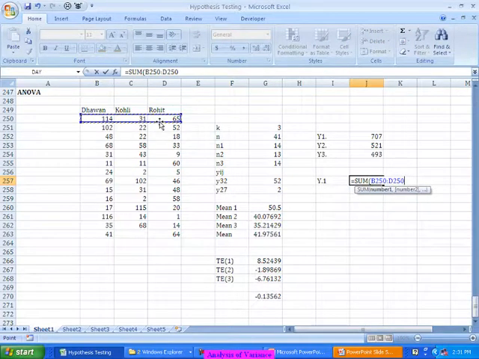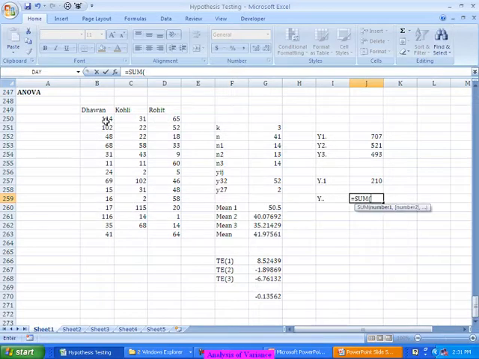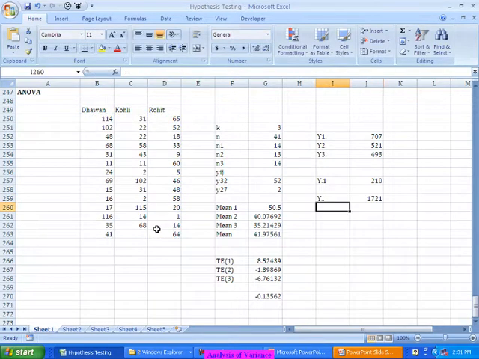In some cases, it may not even have much of a meaning associated. So y dot 1 is nothing but the first instance of all the treatments put together, which is working out to 210. Similarly, sometimes people talk about y dot dot kind of a notation. When both of them are dots, it's the total sum of all observations across all the treatments. So this is working out to around 1721.